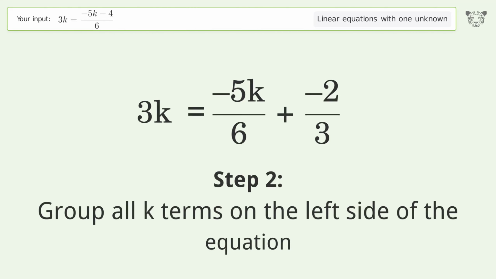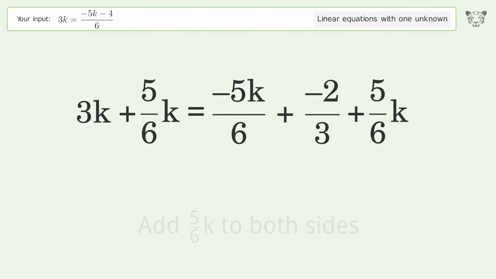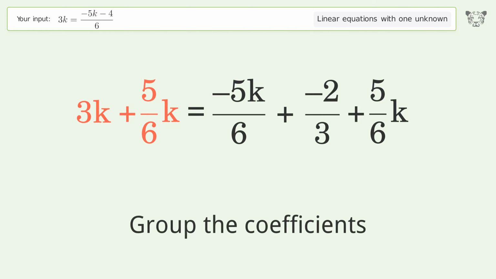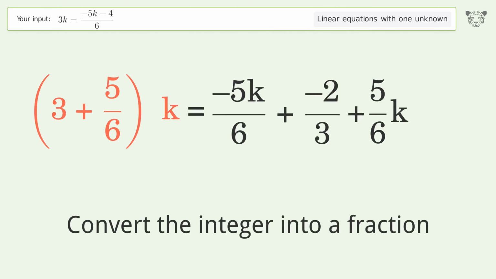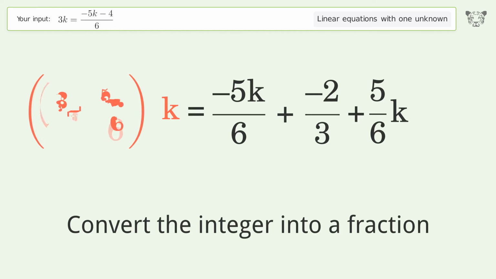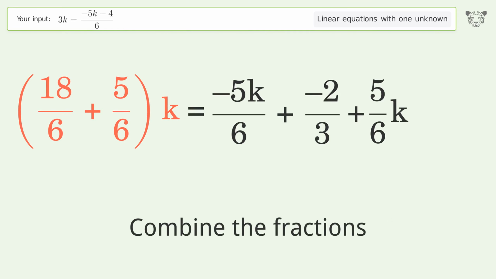Group all k terms on the left side of the equation. Add 5/6k to both sides. Group the coefficients. Convert the integer into a fraction. Combine the fractions.